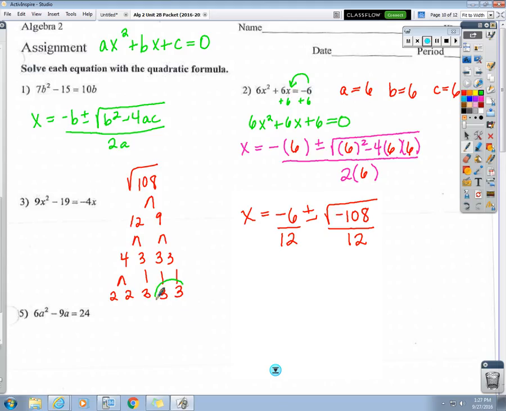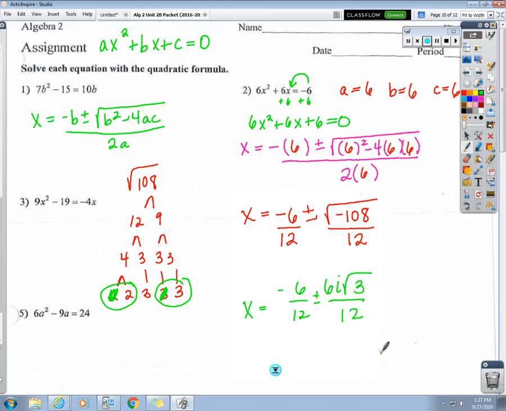Okay, so we have a set of 3s, a set of 2s. So what's the only thing that goes back inside? 3. And then, how many get kicked out? Well, a 2 and a 3, which is 6. Now you have to keep in mind, since it was negative, you have to put an i. Okay, now I'm going to just bring down the rest of the stuff. Negative 6 over 12 plus or minus 6i square root of 3 over 12.